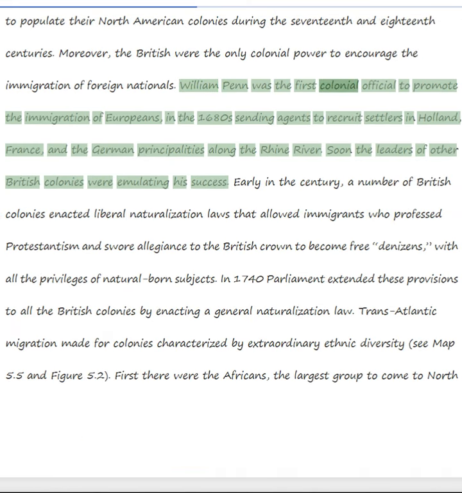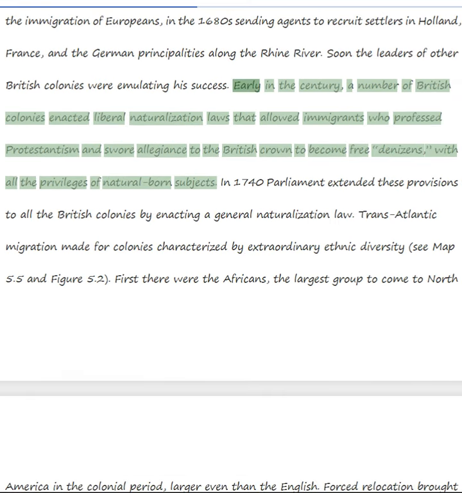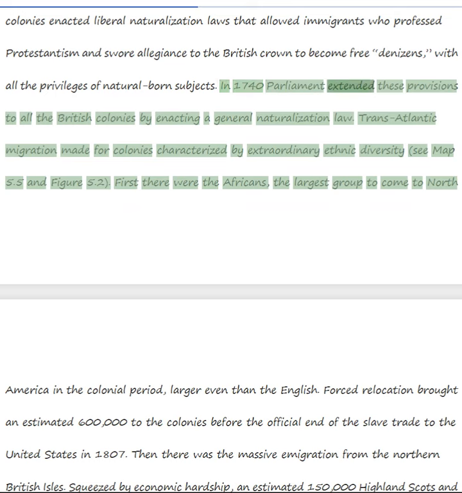William Penn was the first colonial official to promote the immigration of Europeans, in the 1680s sending agents to recruit settlers in Holland, France, and the German principalities along the Rhine River. Soon the leaders of other British colonies were emulating his success. Early in the century, a number of British colonies enacted liberal naturalization laws that allowed immigrants who professed Protestantism and swore allegiance to the British Crown to become free denizens, with all the privileges of natural-born subjects. In 1740 Parliament extended these provisions to all the British colonies by enacting a general naturalization law.